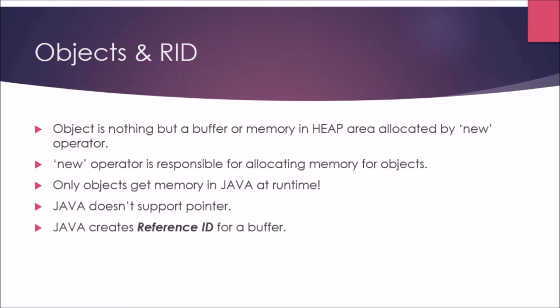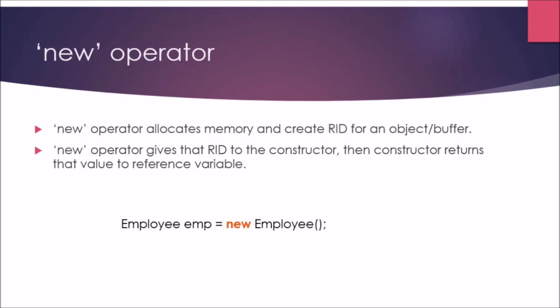In C, there was the concept of pointers, but in Java there is no concept of pointer. So Java creates a reference ID for that buffer. That buffer is the object. We'll see the details of what is RID. To understand the concept of RID, the reference ID for an object, you have to first understand what the new operator is in detail. The new operator allocates memory and creates an RID. So it does two things. It allocates memory in the heap area for an object, and it also creates an RID for the object.